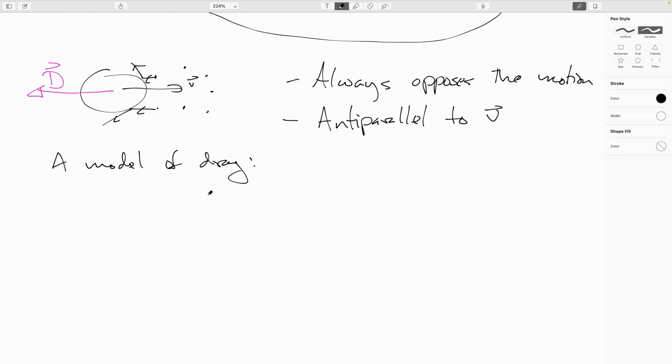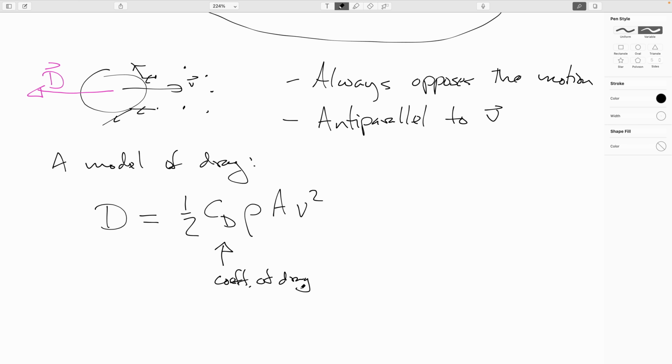So in this model of drag here, and this is applicable for most real world scenarios, like looking at a skydiver or something like that, the drag is equal to 1/2 C_D. I'll explain these symbols in a second here. So this C sub D is a quantity called the coefficient of drag. And it depends on both the fluid and the roughness of the object moving through the fluid.